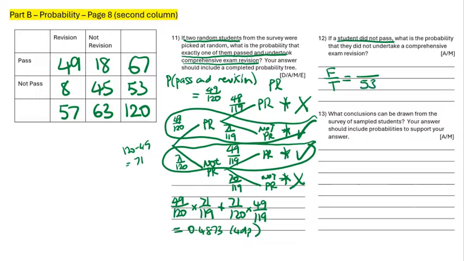And then the next part of the question is the probability that they did not undertake comprehensive exam revision. Of those 53, so that's this row here, who didn't do comprehensive revision? It's going to be those 45 there. So that means our probability will be 45 over 53, and you can leave that as a fraction, or I always like to convert these merit questions into decimals.